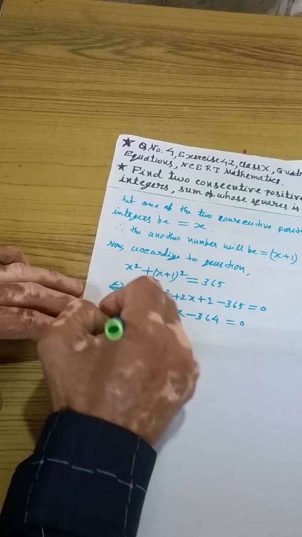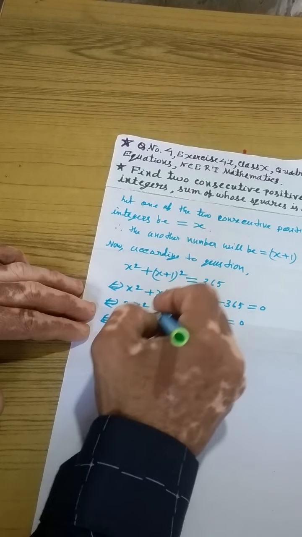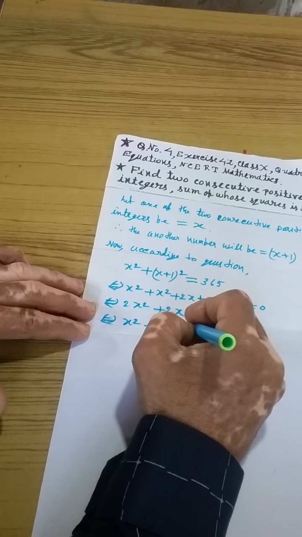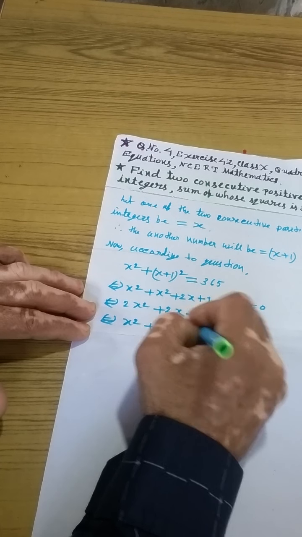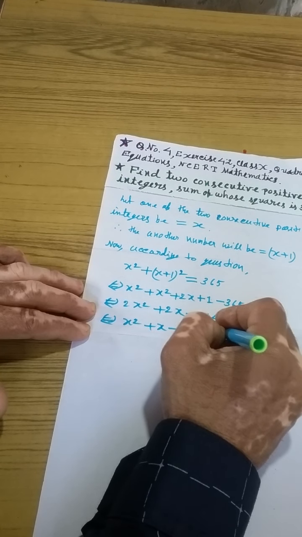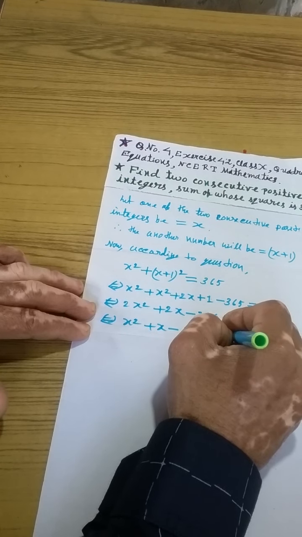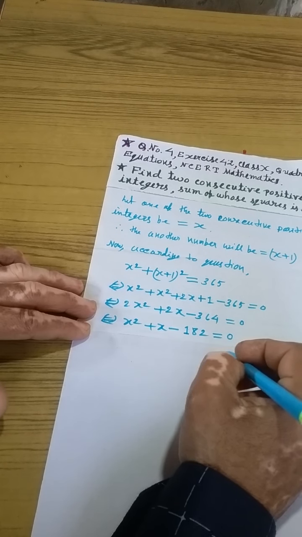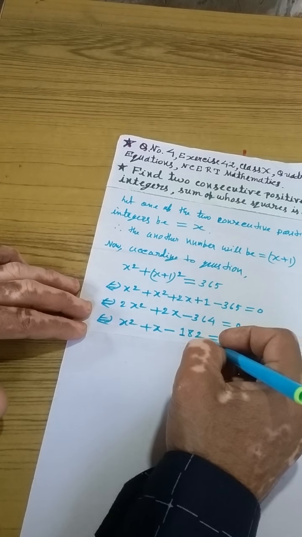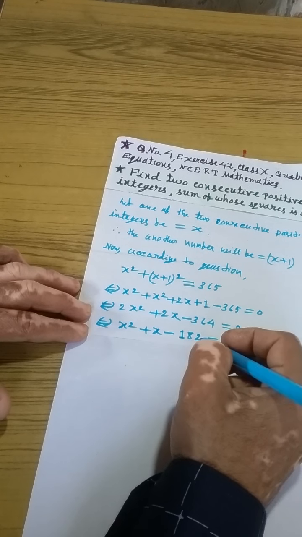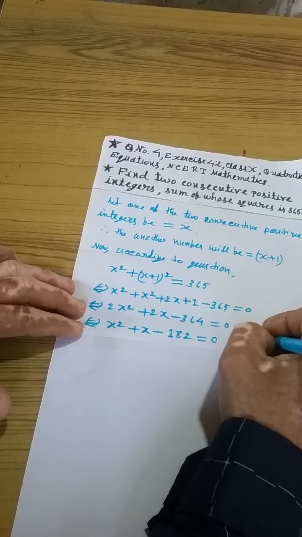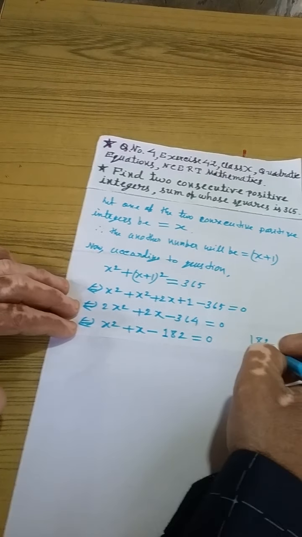That again implies x square plus x minus 182 is equal to 0, dividing both sides by the number 2. So here we have got a quadratic equation in which the value of AC is 182.